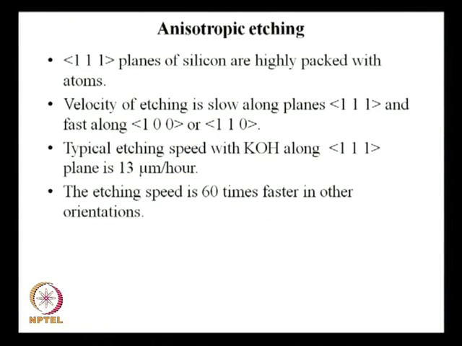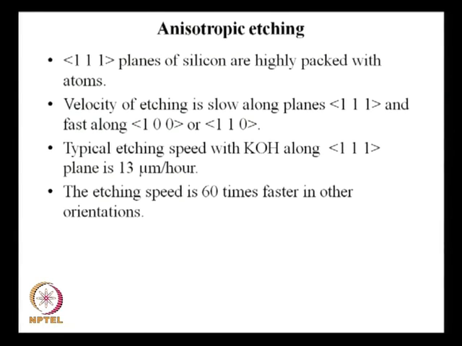Now, I must point out here, when it comes to wet etching, there are two types of etching possible. One is anisotropic etching and the other is isotropic. Isotropic means it is identical in all directions. Anisotropic means it has some preference. It has a preferential etching in one particular direction.